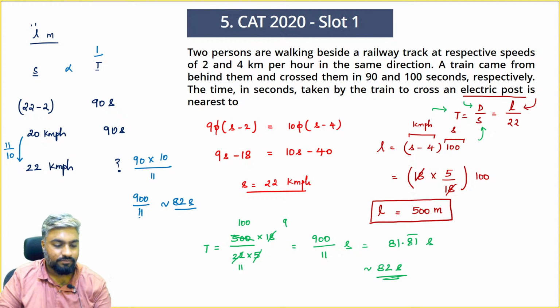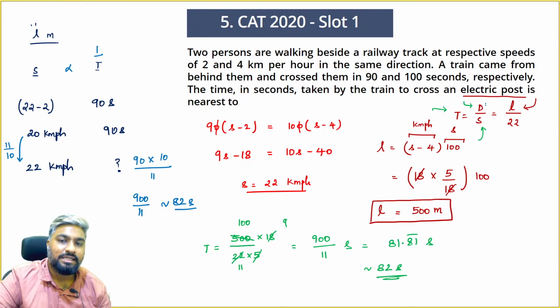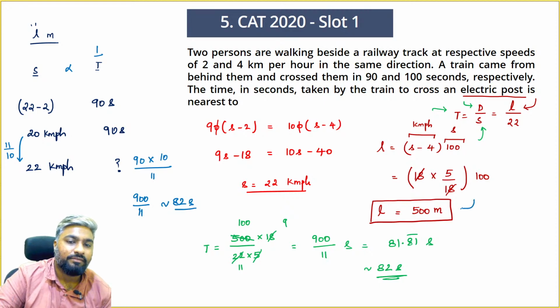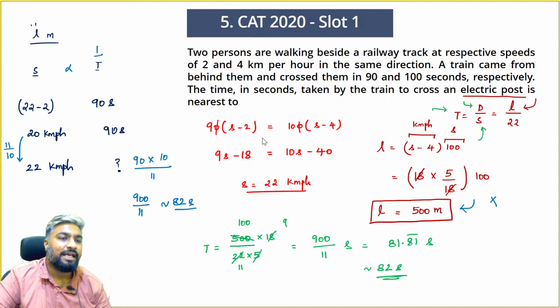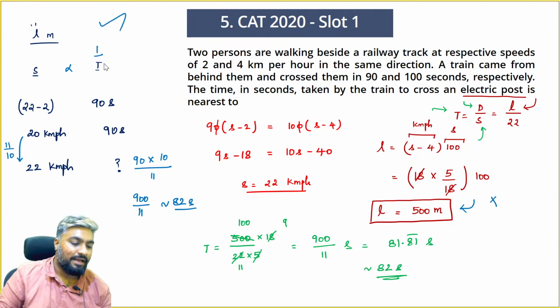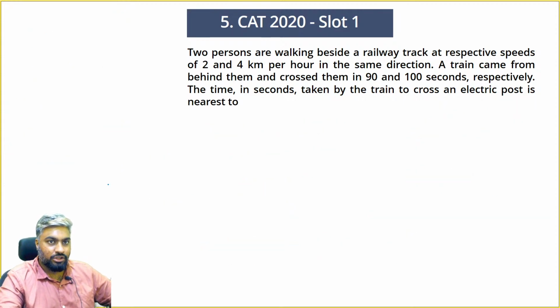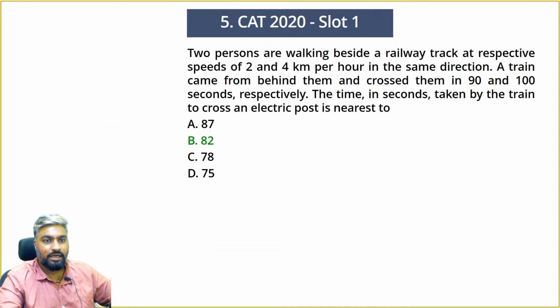Cool. If you don't want to go with this distance by speed thing, directly go for this. We don't even need the length if you go with this method. Length is constant, so it doesn't even matter anymore. Done? Beautiful, guys, beautiful. Chalo, let's move on to our next question.